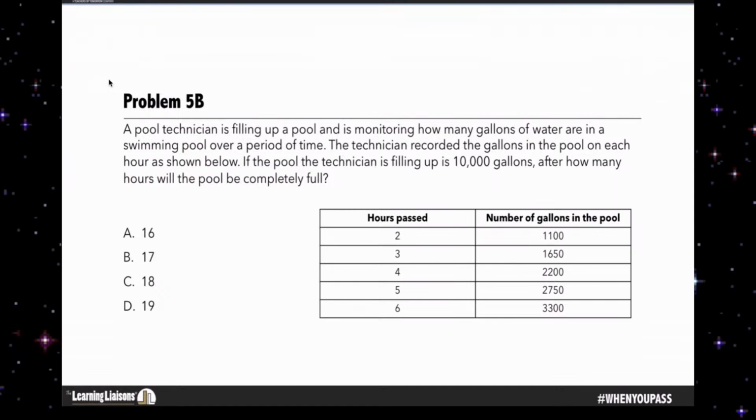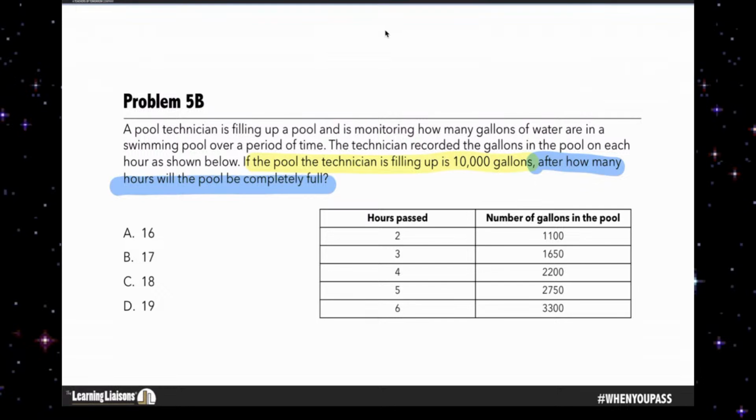If the pool the technician is filling up is 10,000 gallons, after how many hours will the pool be completely full?